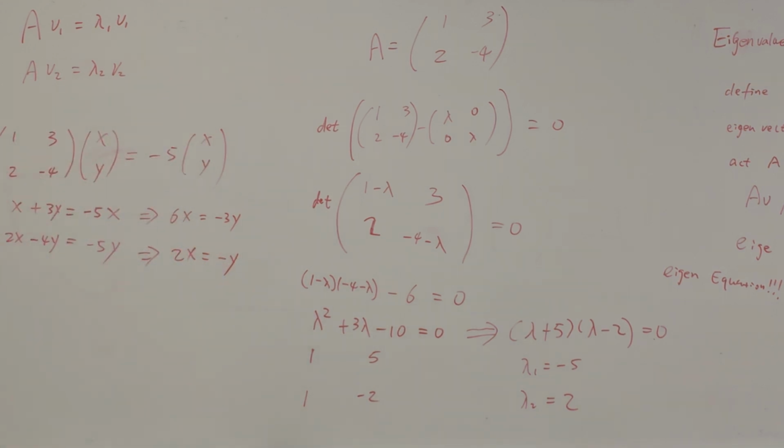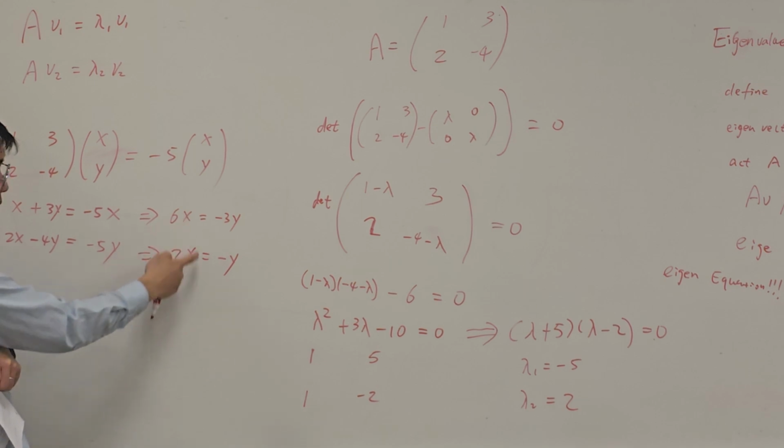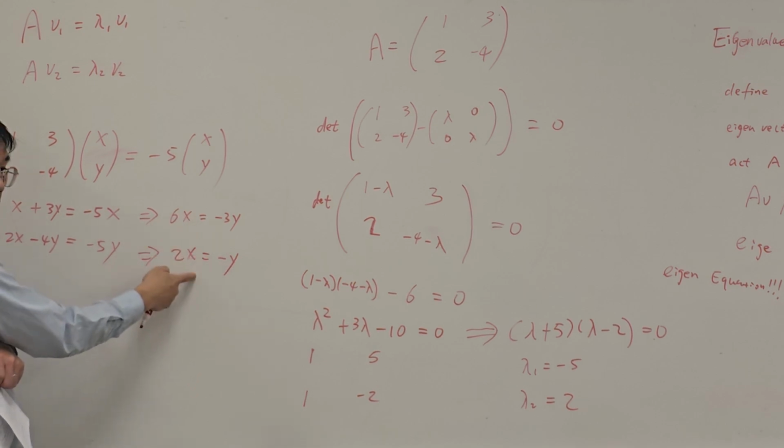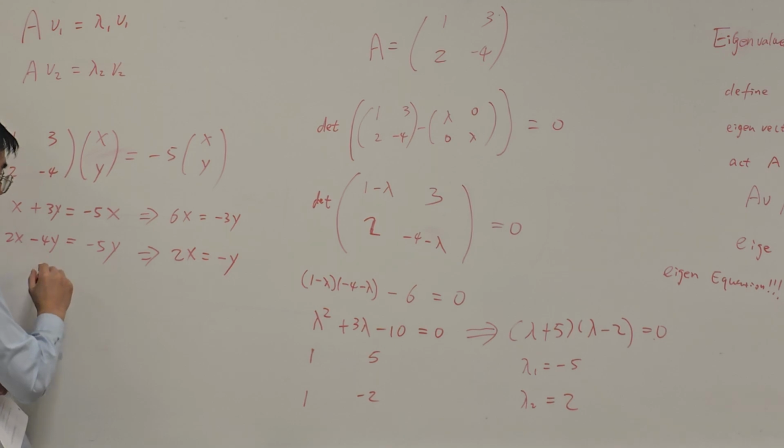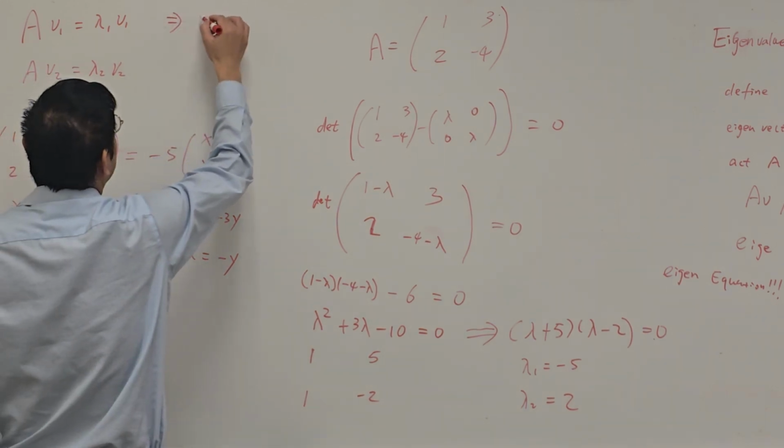Do you agree? So you see the first one? I just need to move this x to the other side. It actually gives you minus 6x equals 3y. This one I just need to move this forward to this side. You see they're the same equation. It's the same equation. So as long as y equals minus 2x is the solution. So which gives you your v1.